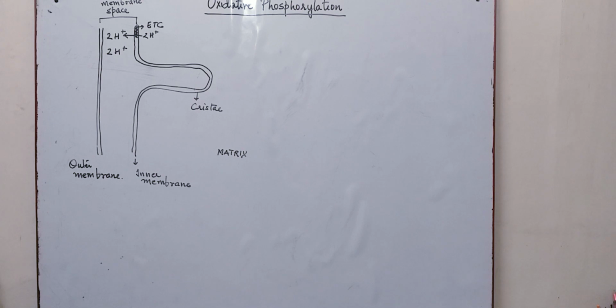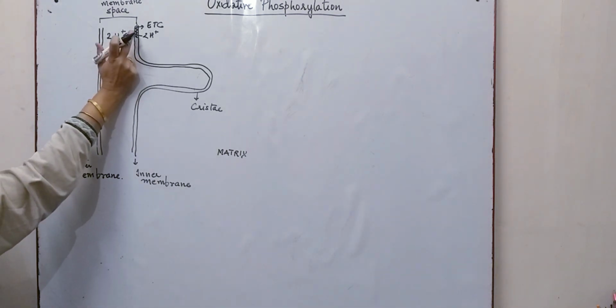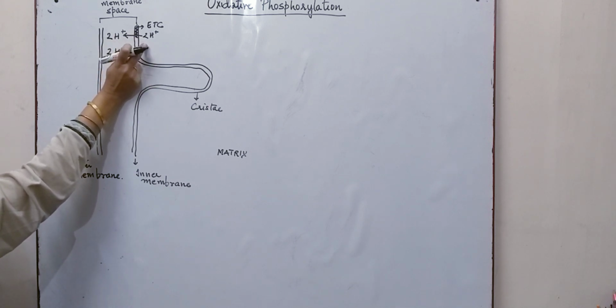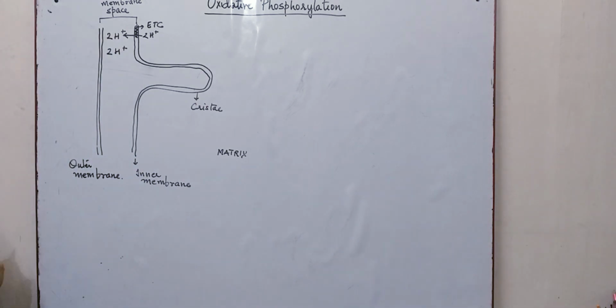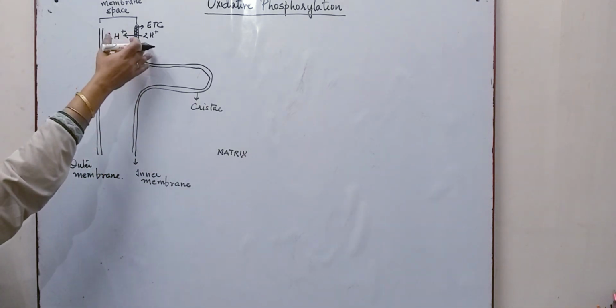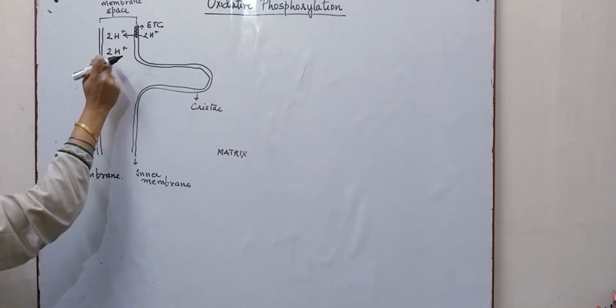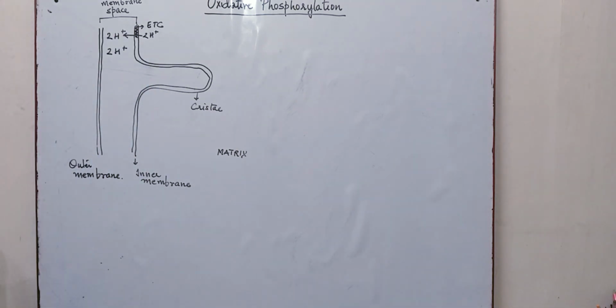Now these protons have to move from high concentration to low concentration, because continuously, with the movement of the electrons through the electron acceptors, the protons are being pumped from the matrix to the intermembrane space. As a result, the concentration of protons is reduced in the matrix, and the tendency of these protons will be to go back to the matrix. During this movement, from higher concentration to lower concentration, they will release energy during this transfer.